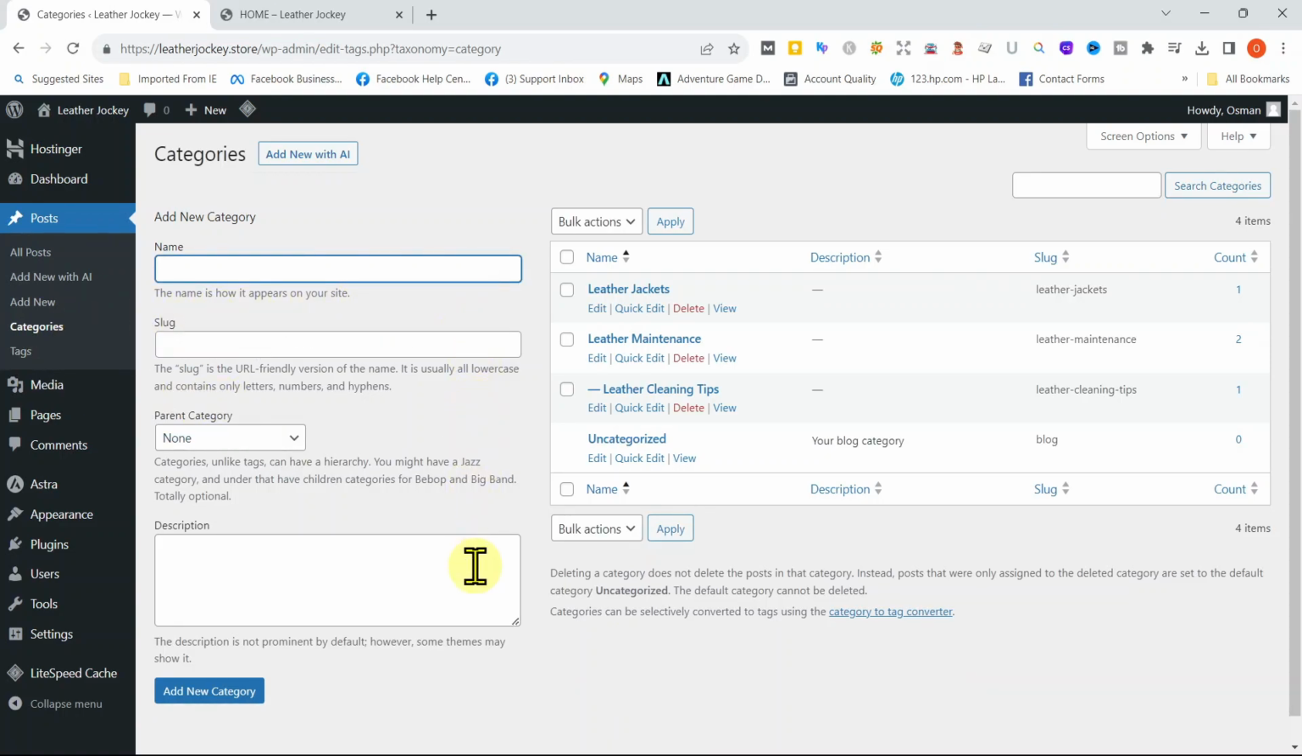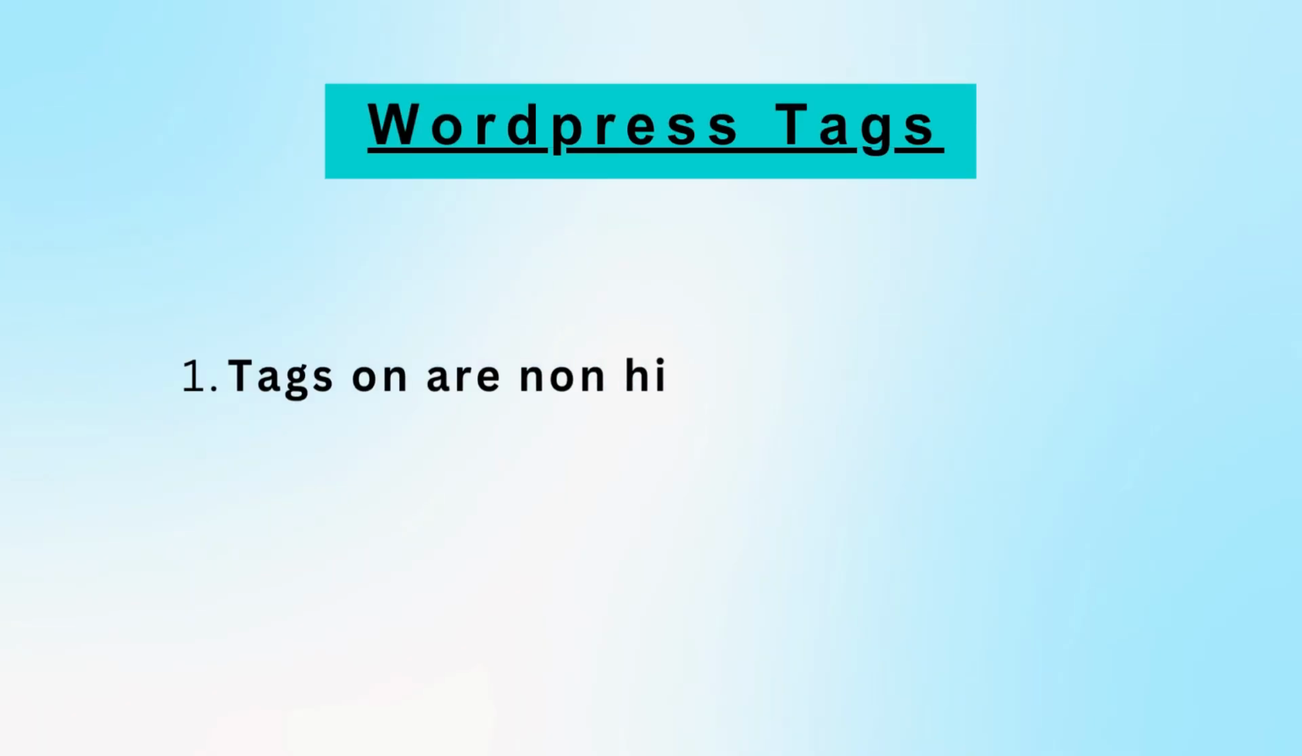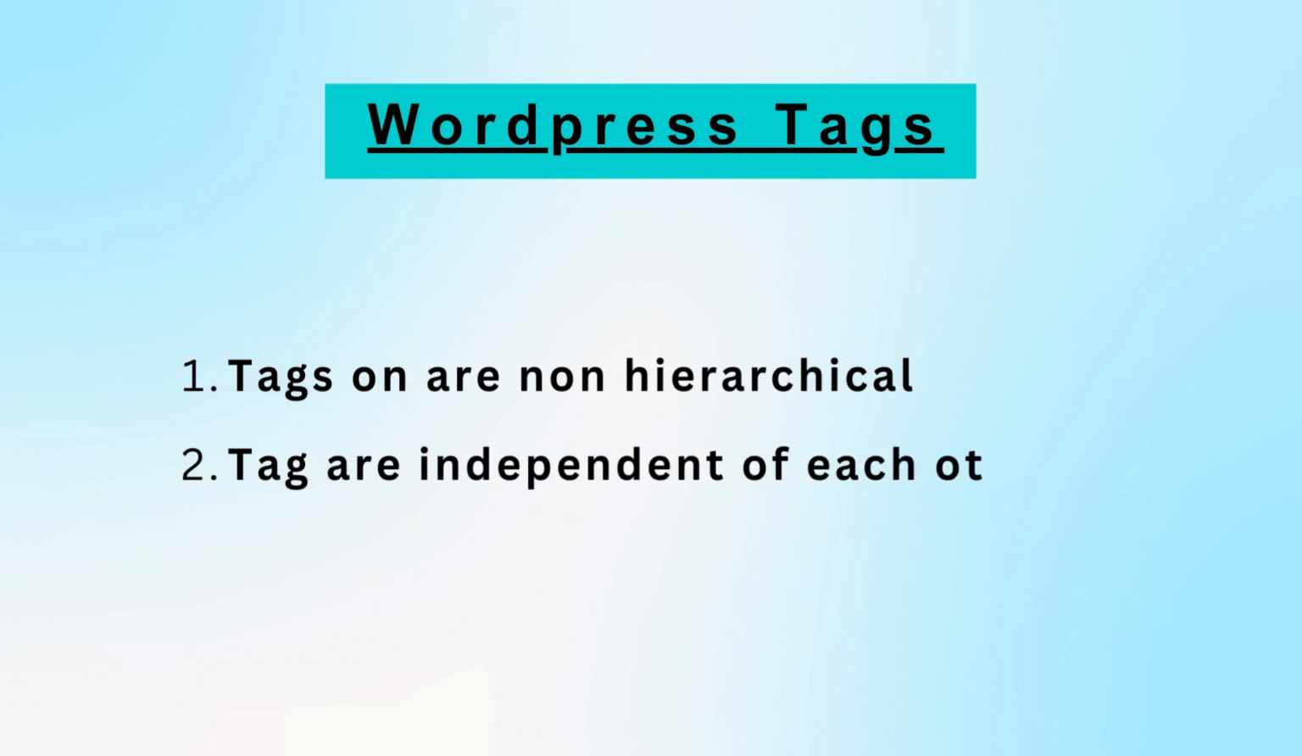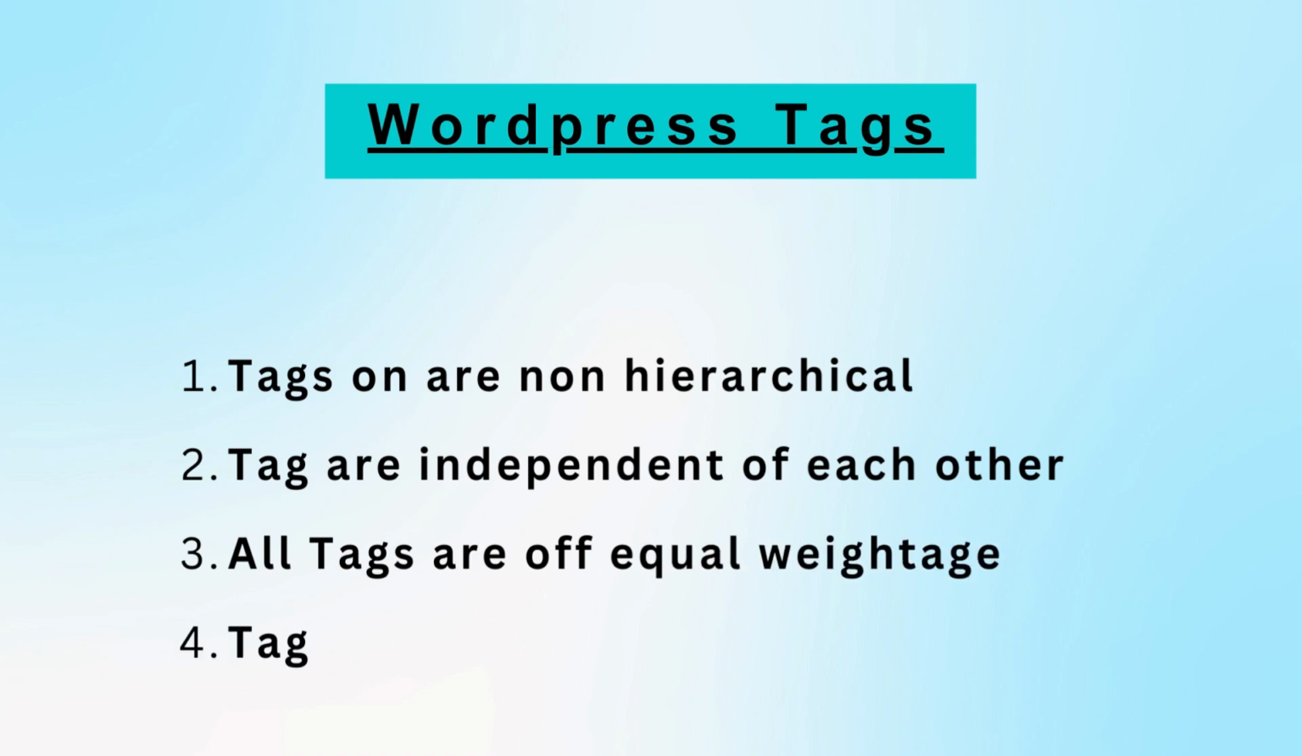All posts are part of a category, and if you do not assign a category at the time of posting, WordPress automatically assigns it to the uncategorized category. Tags, on the other hand, are non-hierarchical, meaning that they cannot have sub-tags. Each tag is independent of others and is of equal weightage. Tags are quite specific in nature.